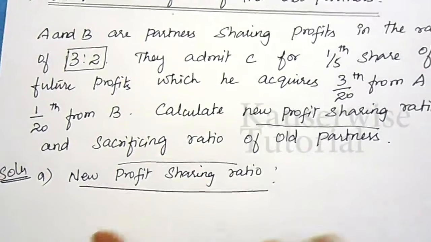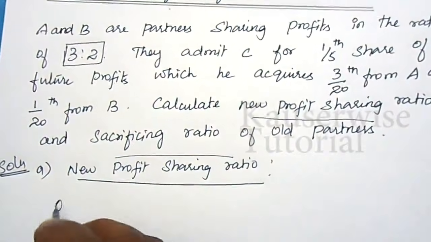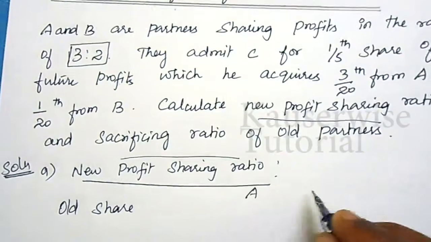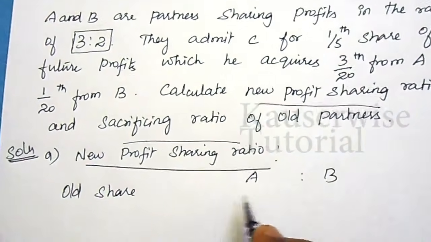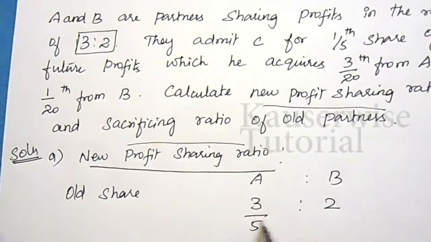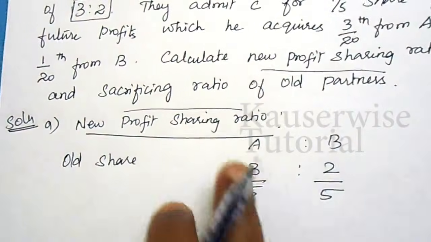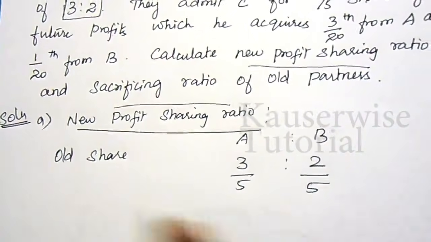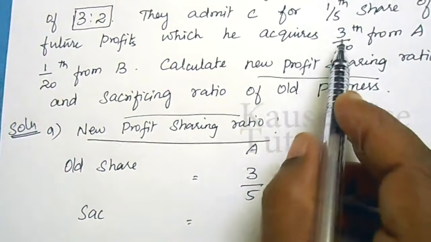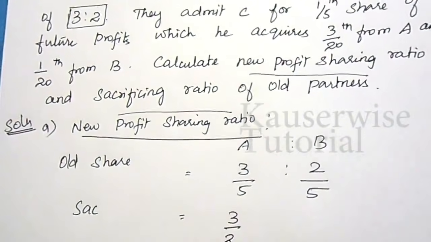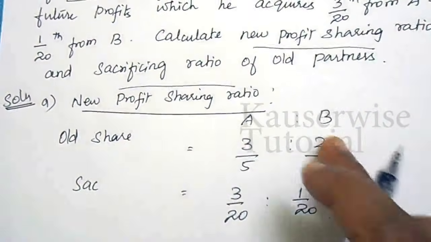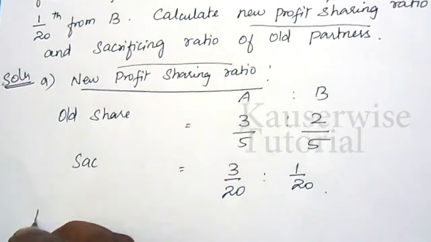Okay, so first write the old partner share, A and B. Their old share is 3:2. 3 plus 2, 5, no, so 3 by 5, 2 by 5. So both the partners sacrifice unequally. So write the sacrifice portion. How much? A 3 by 20, B 1 by 20. With this information, we need to find new ratio.